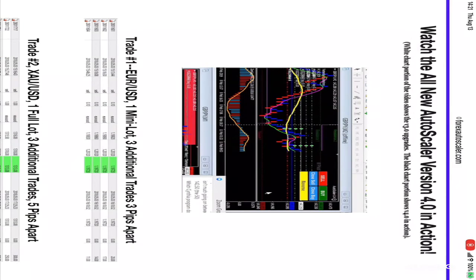Especially if you're trading with Autoscaler, because you've got multiple trades, and you don't want to suddenly find yourself in a bunch of them just because spreads got widened, not because there was any true price action.